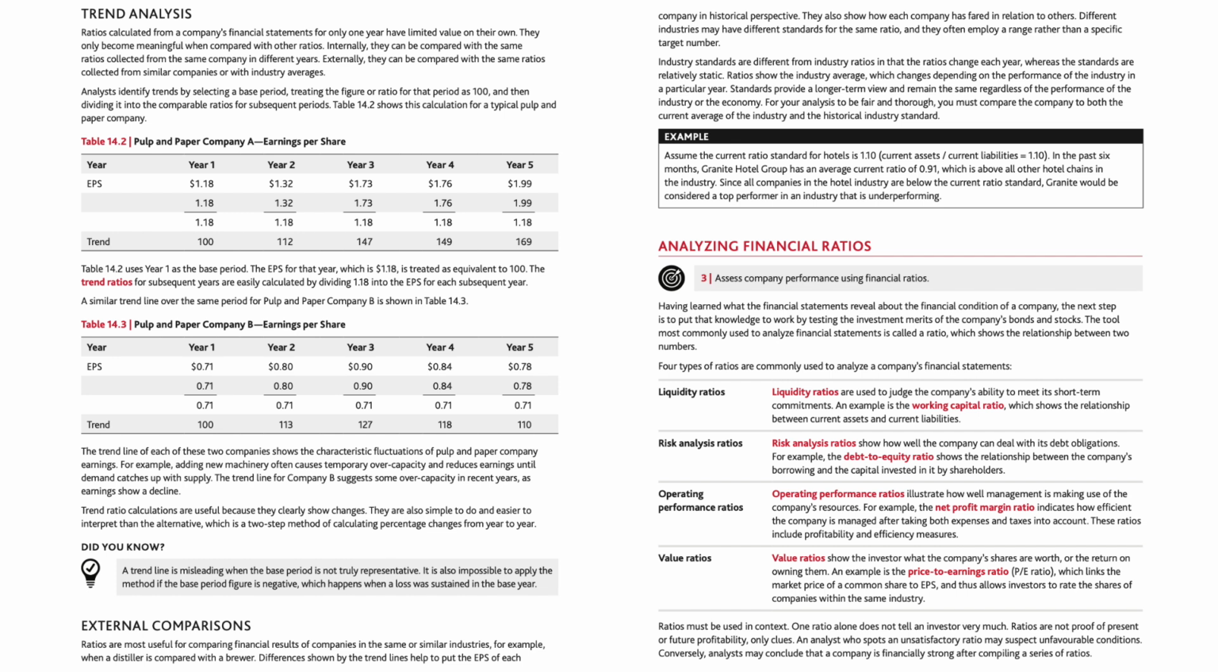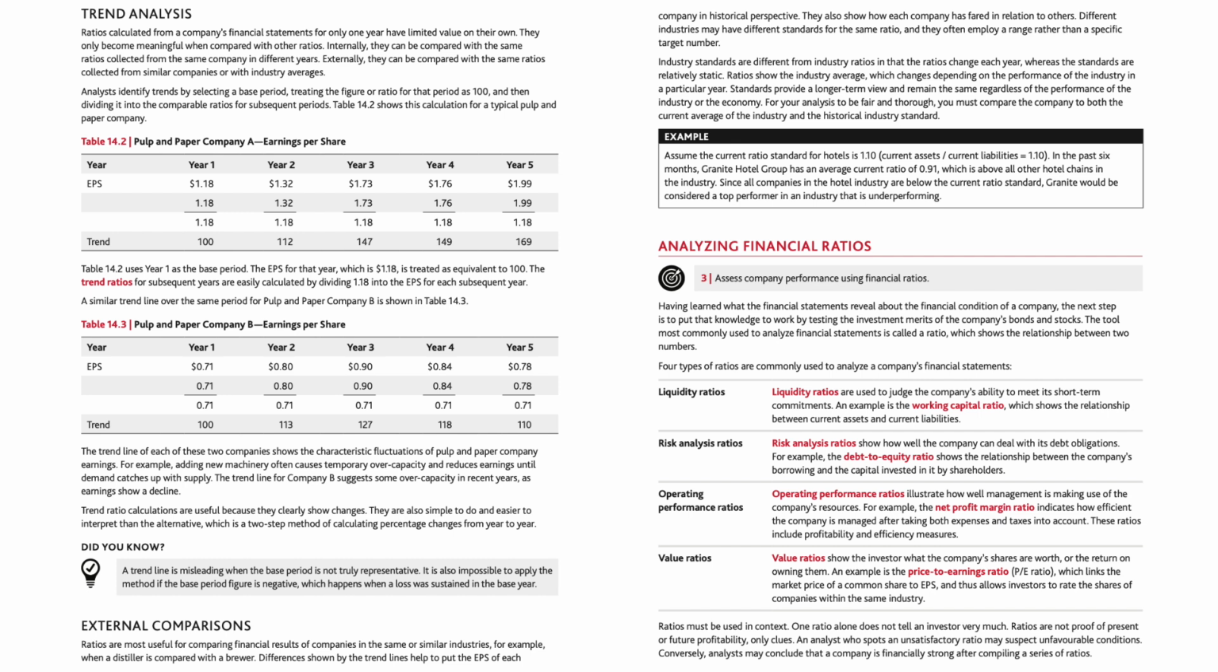For example, adding new machinery often causes temporary overcapacity and reduces earnings until demand catches up with supply. The trend line for Company B suggests the same overcapacity in recent years as earnings show a decline. Trend ratio calculations are useful because they clearly show changes. They are also simple to do and easier to interpret than the alternative, which is a two-step method of calculating percentage changes from year to year.